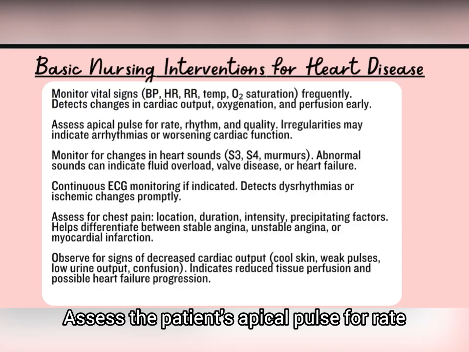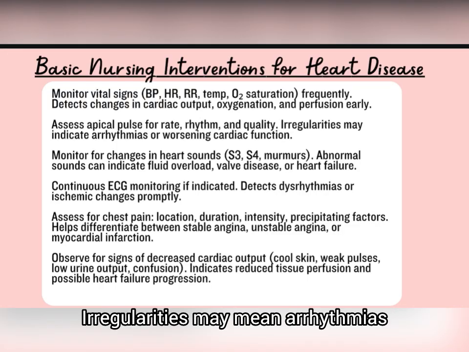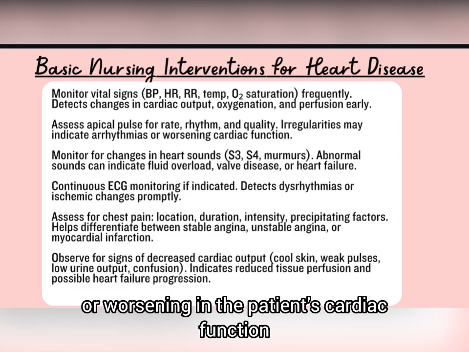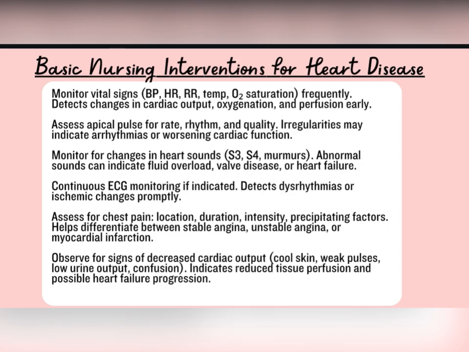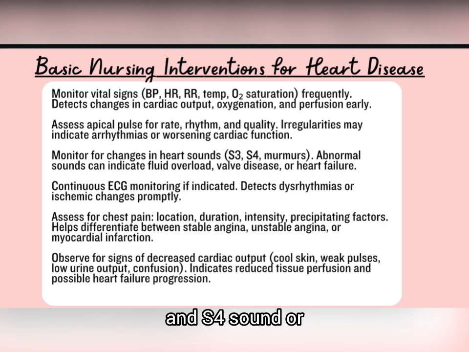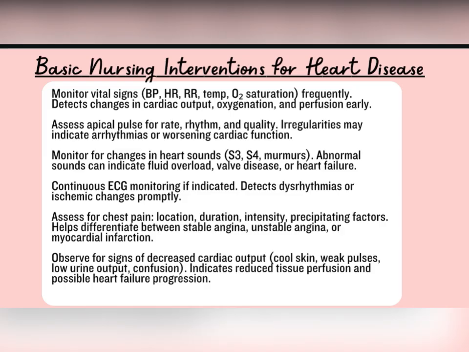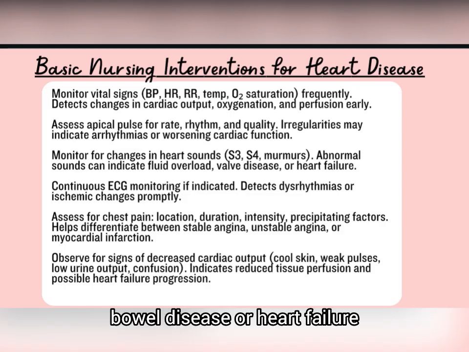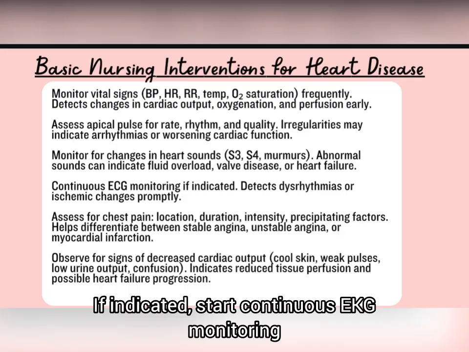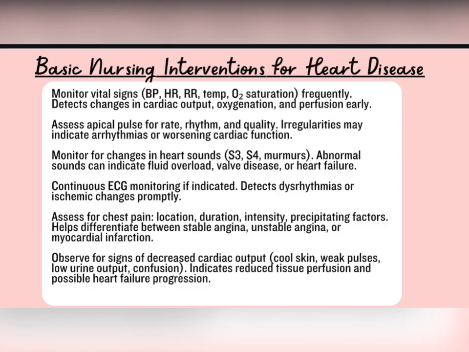Assess the patient's apical pulse for rate, rhythm, and quality. Irregularities may mean arrhythmias or worsening in the patient's cardiac function. Monitor for changes in heart sounds. That is, if there are extra heart sounds, such as an extra S3 and S4 sound, or if there are murmurs. Abnormal sounds can indicate fluid overload, valve disease, or heart failure. If indicated, start continuous EKG monitoring. This helps detect arrhythmias or ischemic changes quickly.